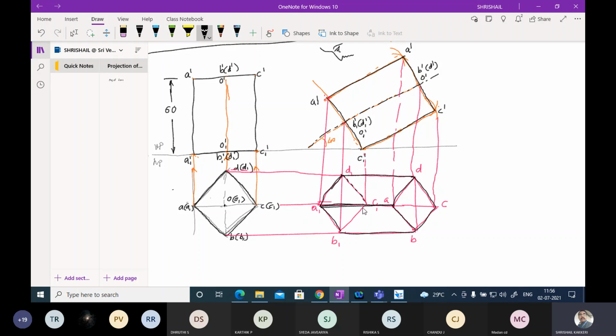This will be dotted. This will be dotted. And you can write clearly A1, B1, C1, D1, and similarly A, B, C, and D. Up to here, any doubts are there? Please ask me. Please write it yourself. I'll go to the next position now.